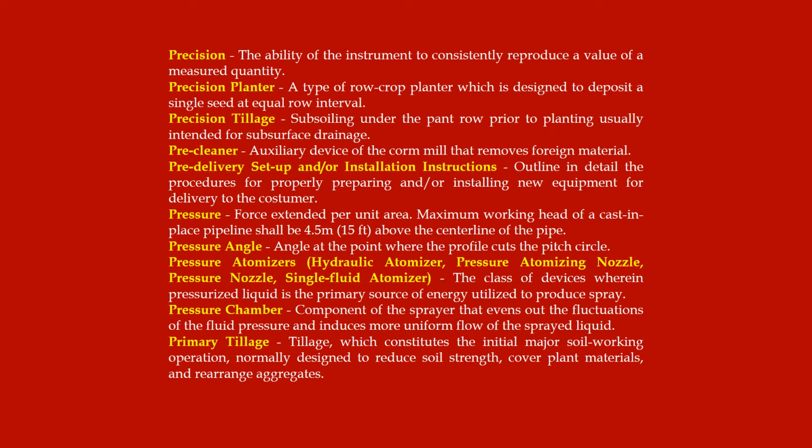Pressure, force exerted per unit area. Maximum working head of a cast-in-place pipeline shall be 4.5 meters (15 feet) above the center line of the pipe. Pressure angle, angle at the point where the profile cuts the pitch circle.